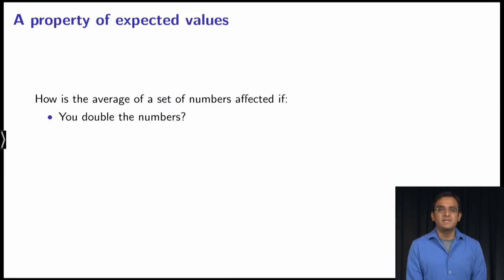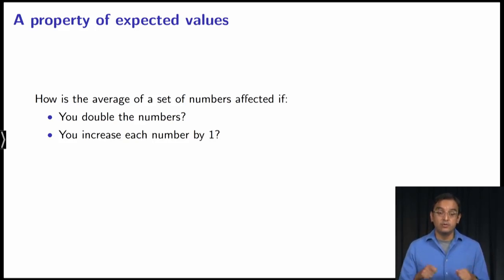So now that we've seen some examples of expected values, let's look at a key property of these means. Suppose you have a bunch of numbers and you double all the numbers. What happens to the average? Well, if you double all the numbers, the average also gets doubled. What if instead of doubling the numbers, you increase every number by 1? What happens to the average? Okay, so if every number increases by 1, then the average also increases by 1.